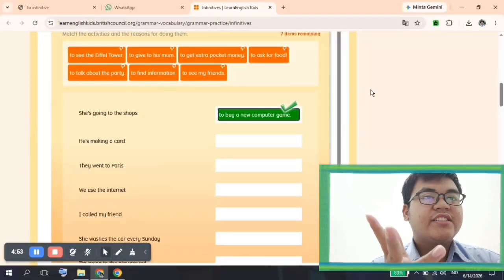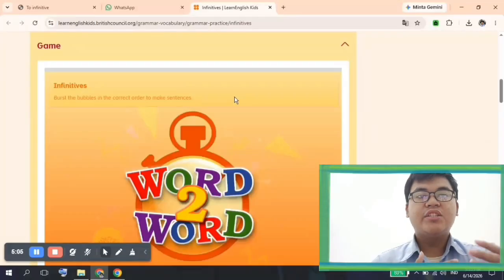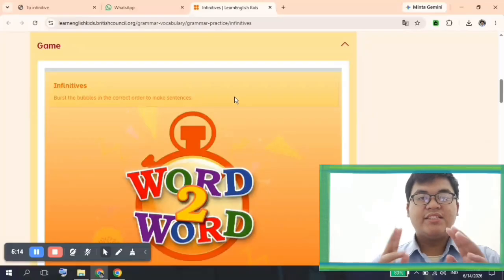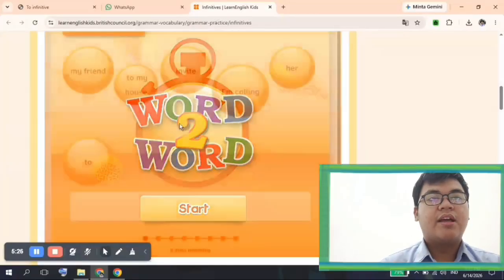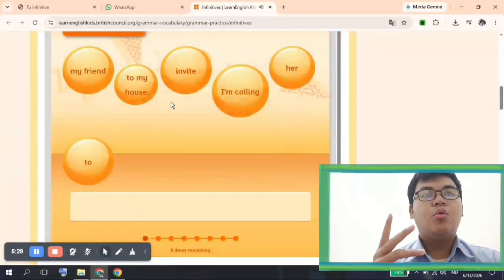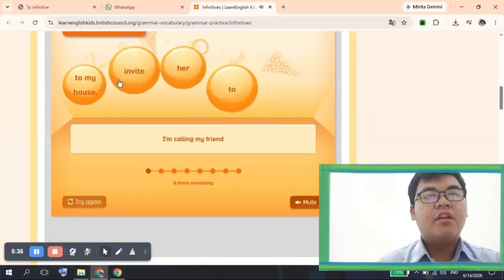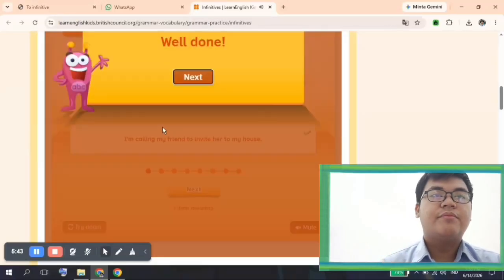After you clear this game, you can continue with the second game. In this one you must create a sentence with to-infinitive. So in this game you need to make a sentence that has a subject, a verb, and then a to-infinitive. Let's try this game. Okay, we have: I'm calling my friend to invite her to my house. Well done.